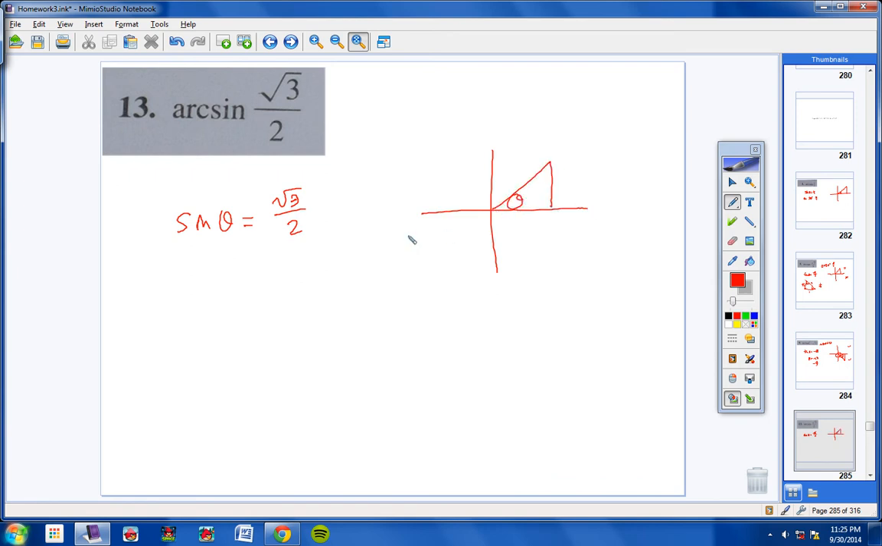Okay, and we're trying to find out, when we take the sine of an angle, what angle would give us square root of 3 divided by 2. And of course you can use your table, your chart that you have, or you can draw a 30, 60, 90 triangle, and you will see it is 60 degrees. So theta is 60, or pi over 3.